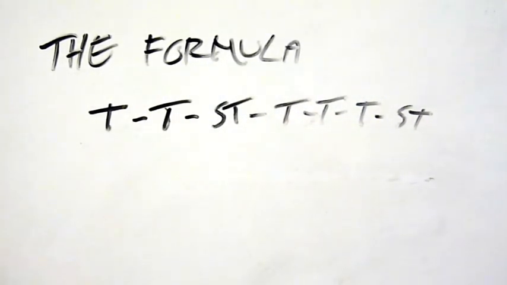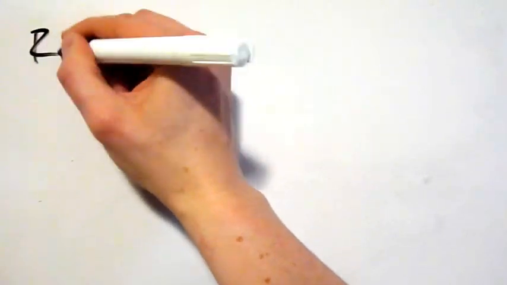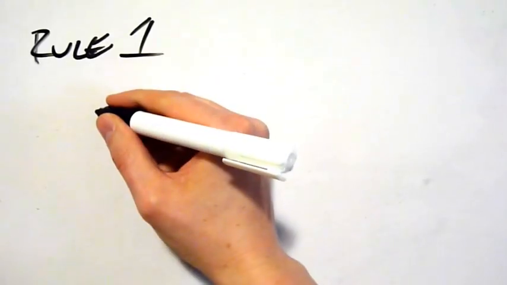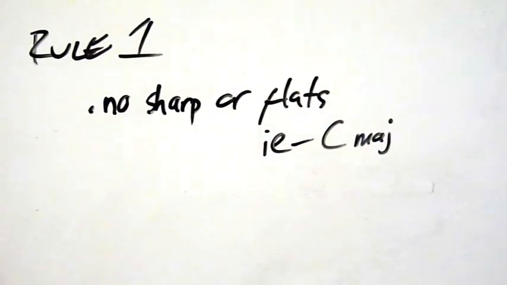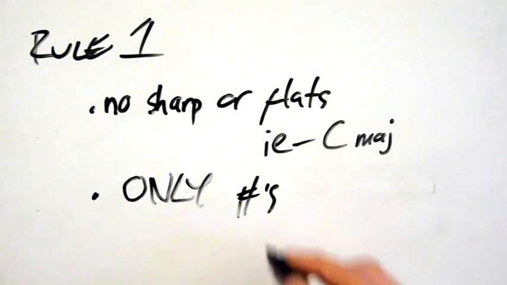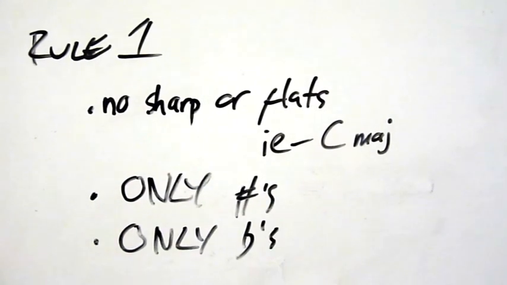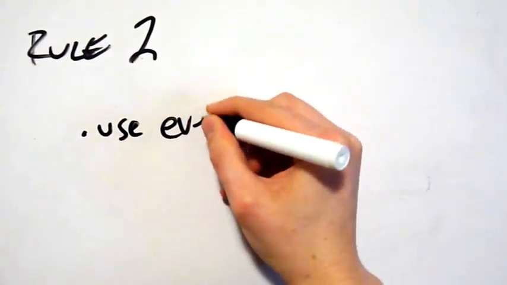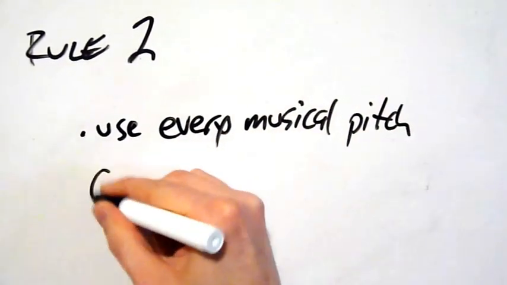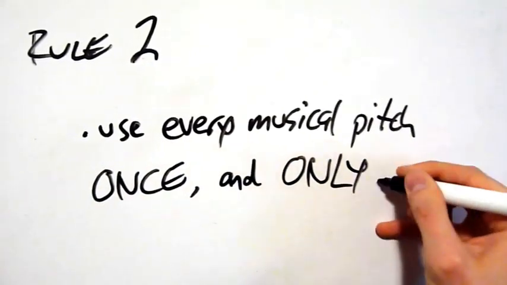To determine if we should be using sharps or flats when writing out our scales, we need 2 additional rules to assist us. Rule 1. A major scale has either no sharps or flats, like the C major scale, only sharps, or only flats. Major scales never have a combination of both sharps and flats. Rule 2. Major scales use every musical pitch, A through G, once and only once.